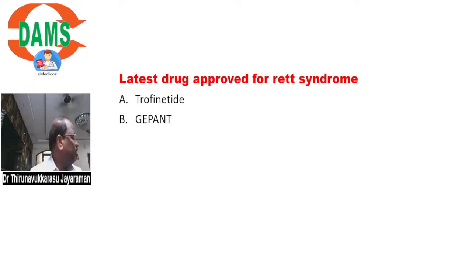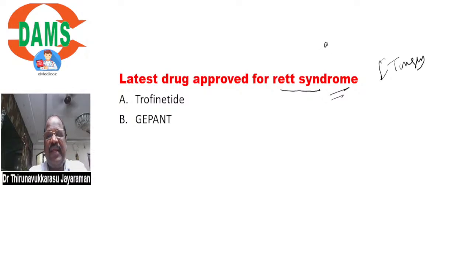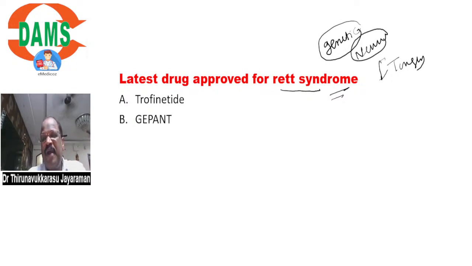Next problem: latest drug approved for Rett syndrome. This question is really tough, doctor, because it's not a pharmacology question. It's totally neuropsychiatric. Rett syndrome is a problem in babies, a genetically mediated problem where there is a neurological and developmental problem.